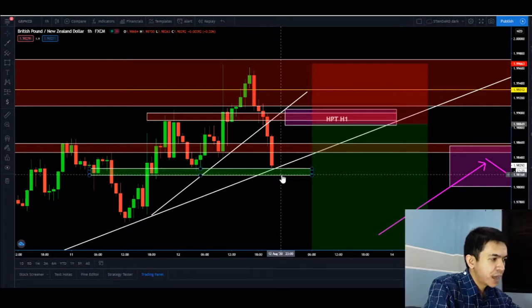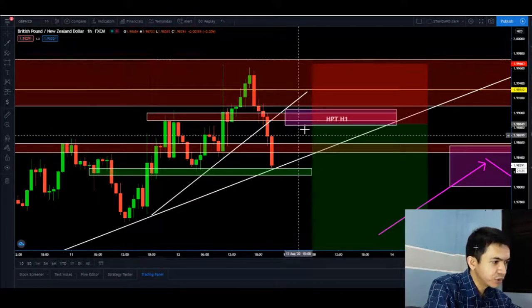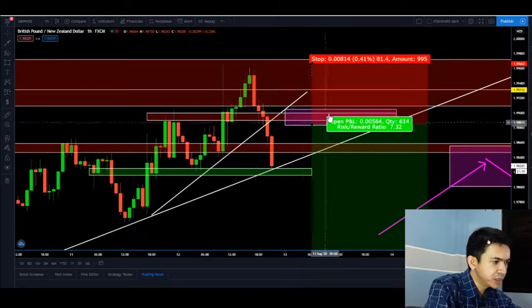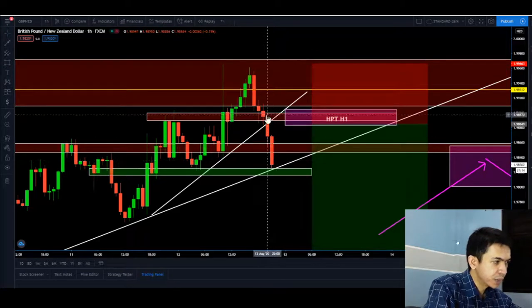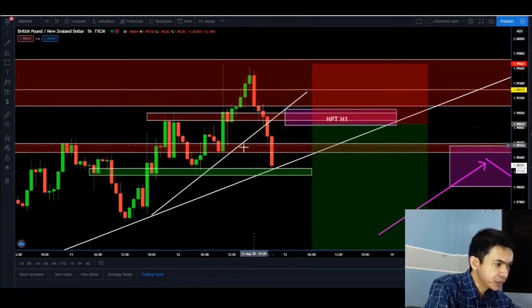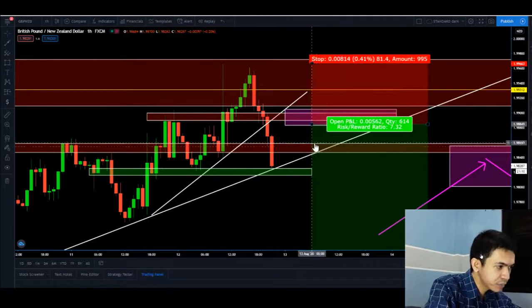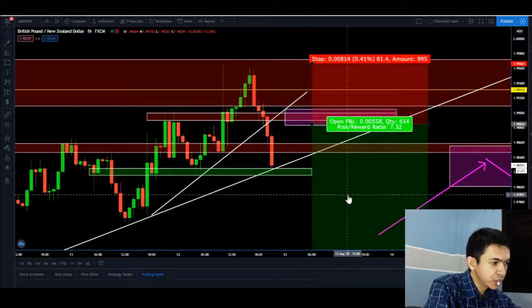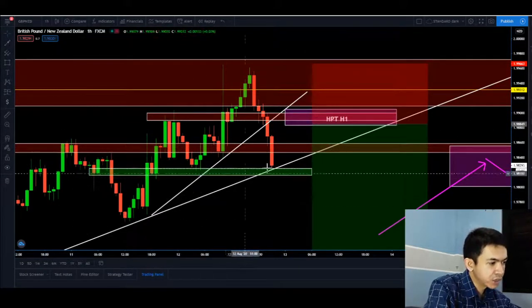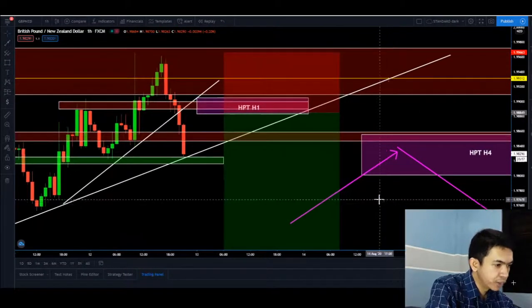So I must say that if the price would return to our H1 HPT, I will place the trade here, stop loss above structure. All right, the price might probably consolidate in this zone, since we have plenty of key significant support and resistances, so the price might probably consolidate before it goes down. Then again, break this counter trend line H4 zone, going where?